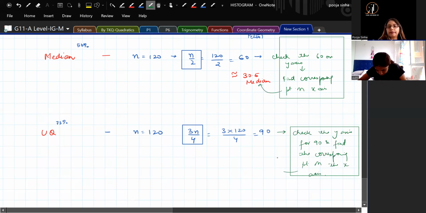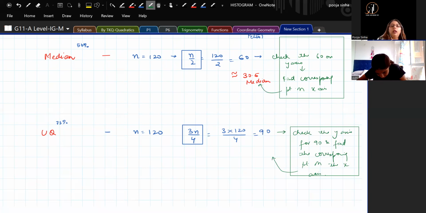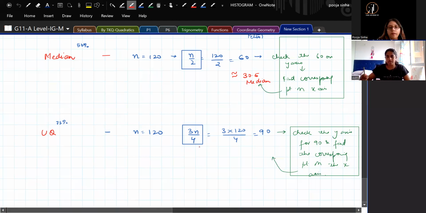How much is the answer? Just give me a moment, ma'am. The thing is the scale is pretty minute, I didn't take a very big scale. You have to be really accurate, so take your time, no problem. Yeah, it'll be 41. The upper quartile is 41.